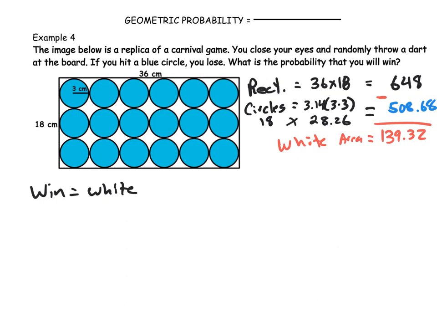So my win, my desired area, divided by the entire area, which is the whole rectangle, 648. Type that in your calculator. You get 0.215, which is, when you multiply that by 100 to find a percent, 21.5%. So, if you randomly drop a dart in the carnival game, you will win 21.5% of the times. It means that your dart's going to land in one of these white areas here, not on the blue.